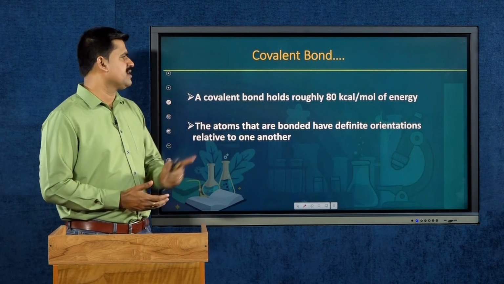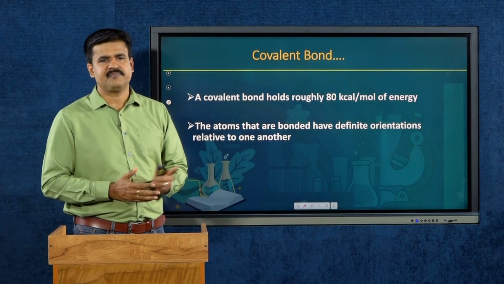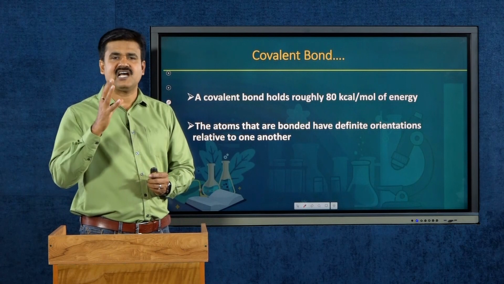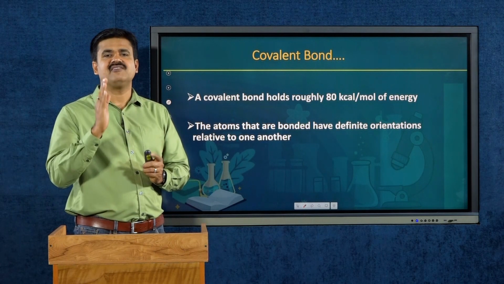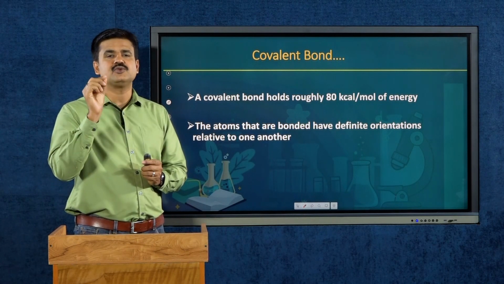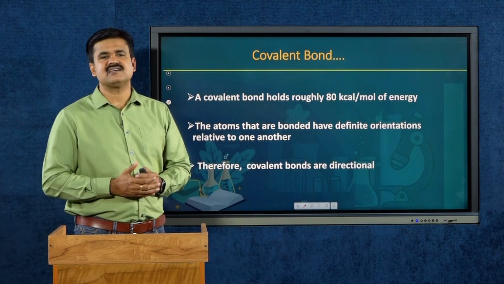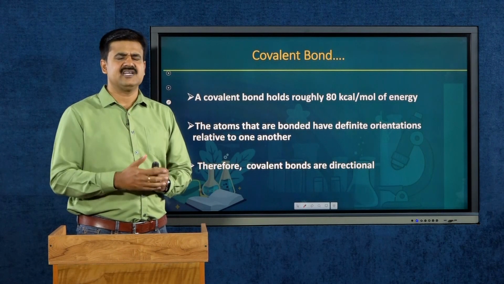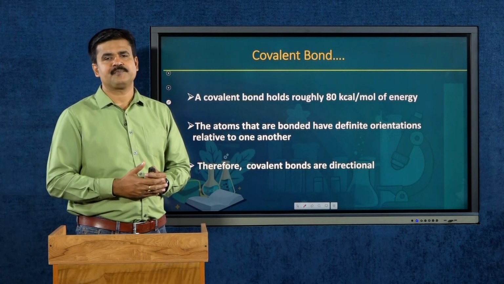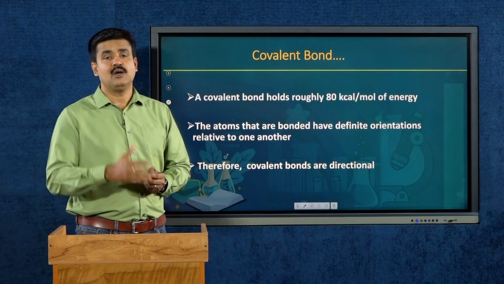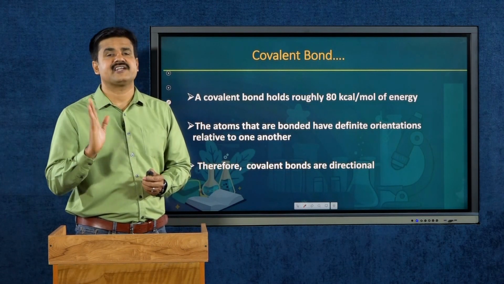The atoms that are bonded have definite orientations relative to one another. This point is very, very important as far as covalent bond formation is concerned. The covalent bonds have definite orientation with respect to the atoms present in the molecule. That means the covalent bonds are directional. You are familiar with the bent shape of the water molecule, the tetrahedral shape of the CH4 molecule, and the pyramidal shape of the ammonia molecule, all happening because covalent bonds are directional.